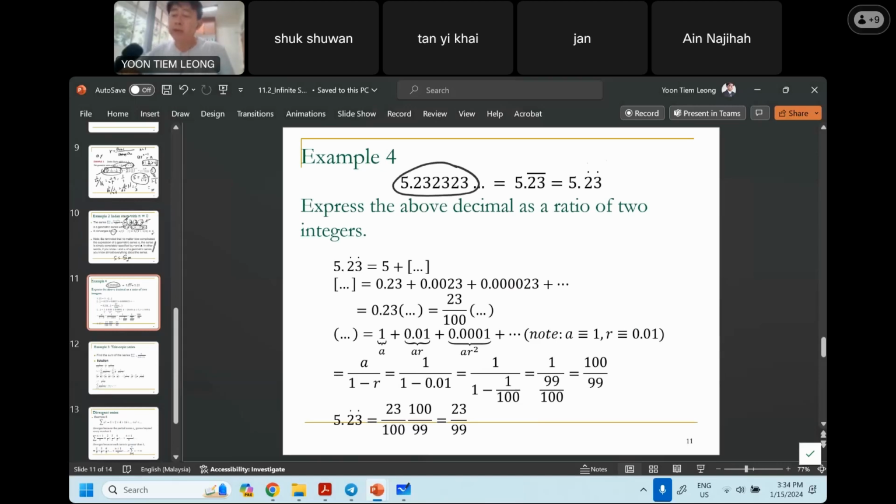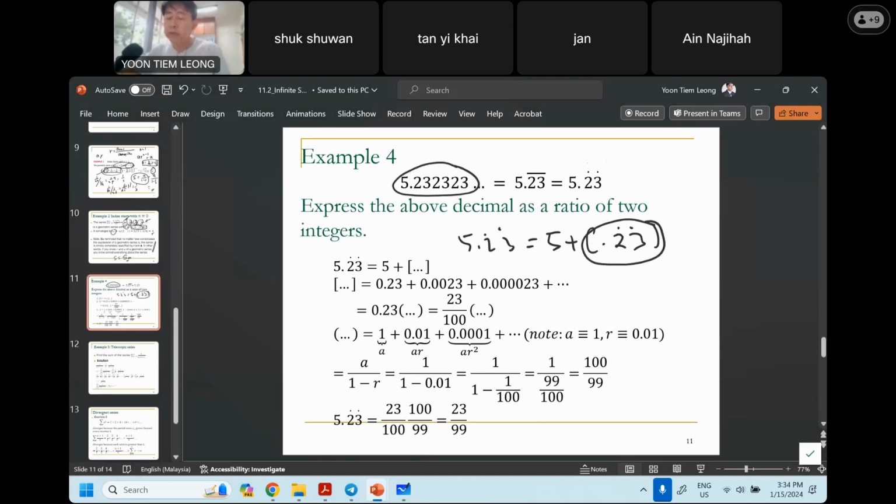It is just a geometric series in disguise. What you can do is look at this 5.23 recurring and break it into two parts. That is, 5.23 recurring is broken as 5 plus the 23 recurring.